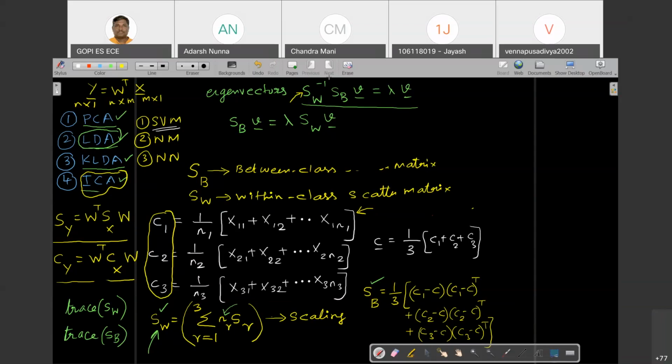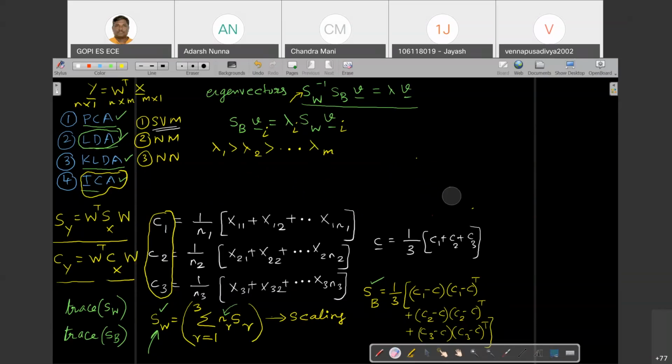Finding out this inverse, right? So it is comfortable to write like this: SBV is equal to lambda SBV here. As usual, we put the subscript here to indicate that it is the eigenvector corresponding to the eigenvalue lambda I. And as usual, you arrange the eigenvalues in decreasing order, and you get m eigenvalues and then corresponding eigenvectors. The same procedure as in PCA, right? So this is eigenvector E1 and so on up to M, right?